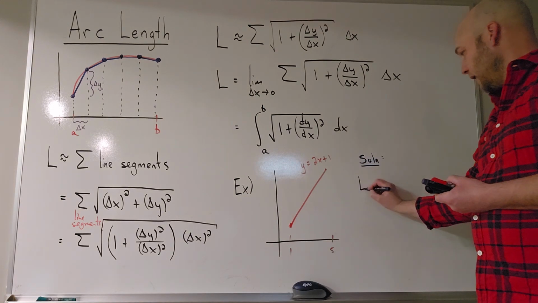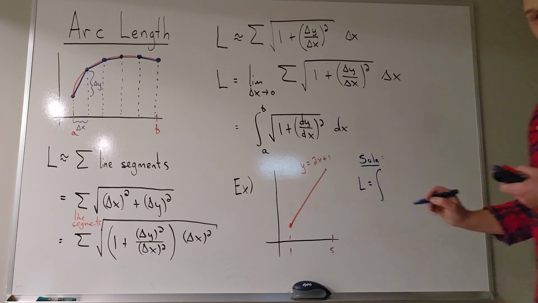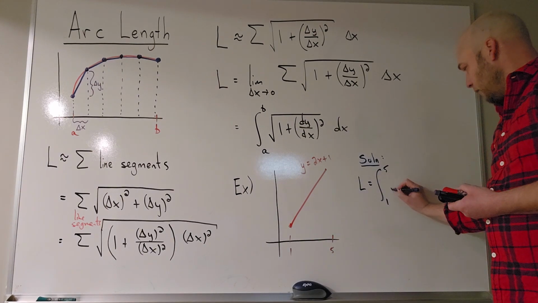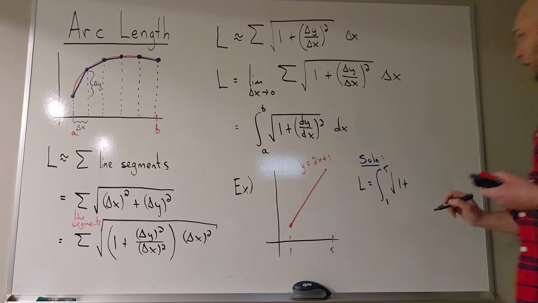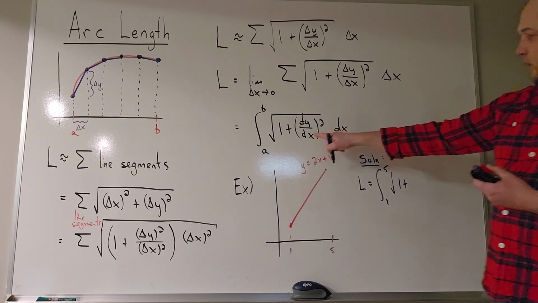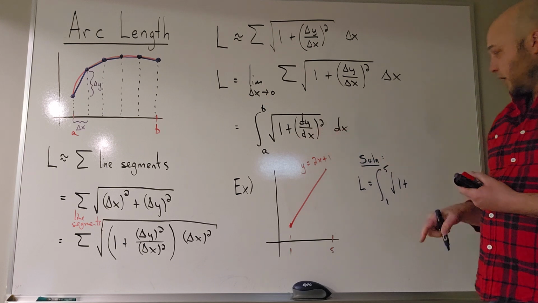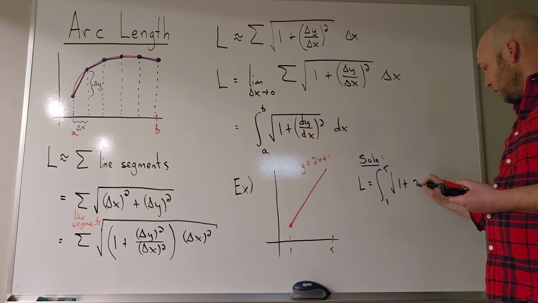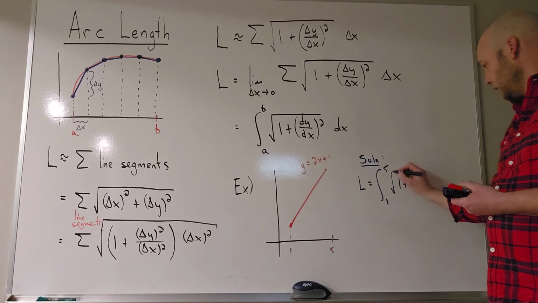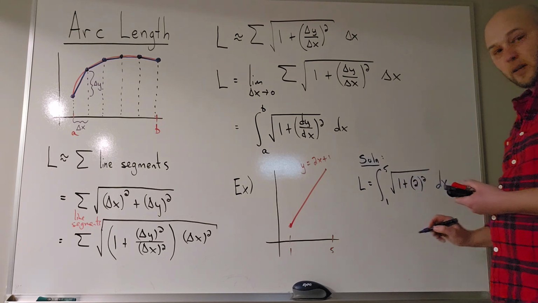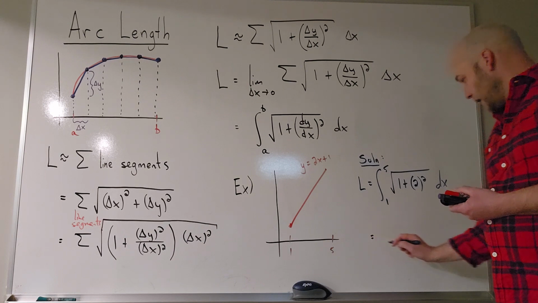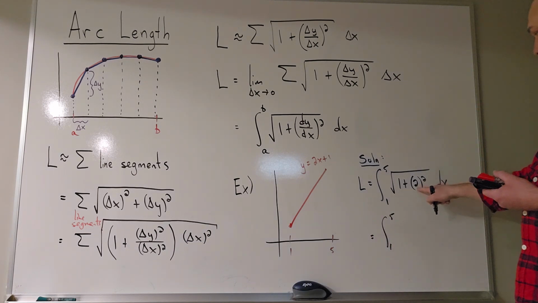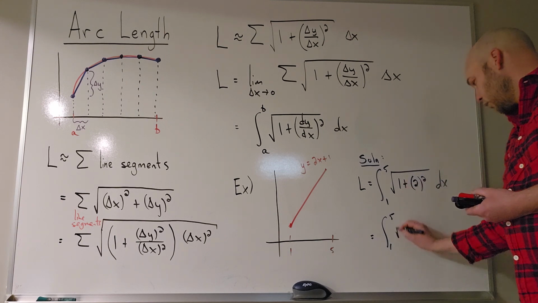we would have the length is going to be the integral from 1 to 5 of the square root of 1 plus. And if I look in the formula here, what I do is I take the derivative and then square it. So the derivative of 2x plus 1 is 2. So that would be 2 squared dx. Okay. The integrand then becomes 2 squared is 4 and 1 is 5, so that'd be root 5.